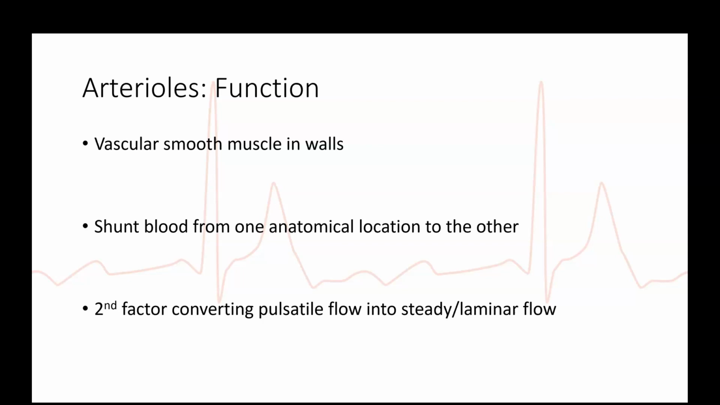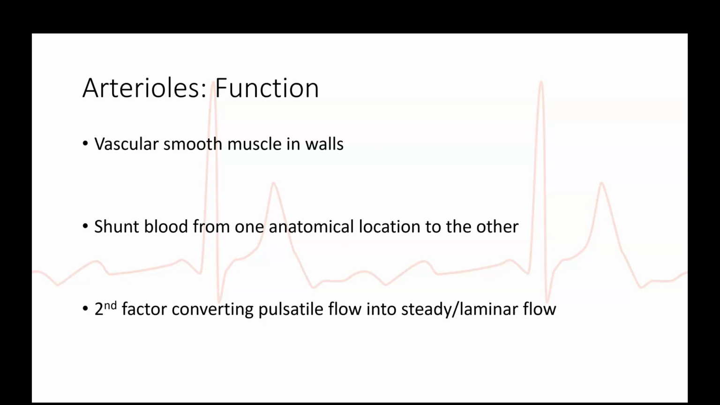In the arterioles, we can adjust the degree of contraction of that smooth muscle, right? By adjusting the degree of tension in the smooth muscle, we can shunt blood from one anatomical location to another. So we're moving blood from areas of lower activity to areas of higher activity. This means now we can be an exercising human. By changing the tension of the vascular smooth muscle, we change the amount of resistance that we have to overcome to maintain flow. This resistance of the arterioles is another factor that allows us to convert flow from pulsatile flow into steady flow.